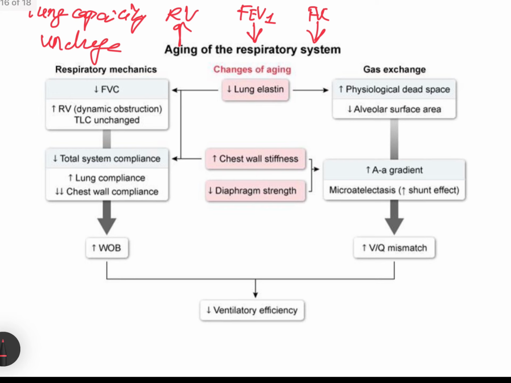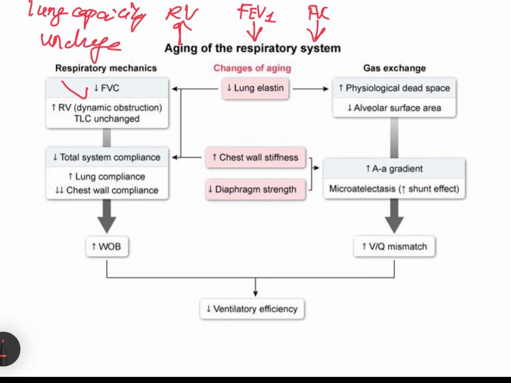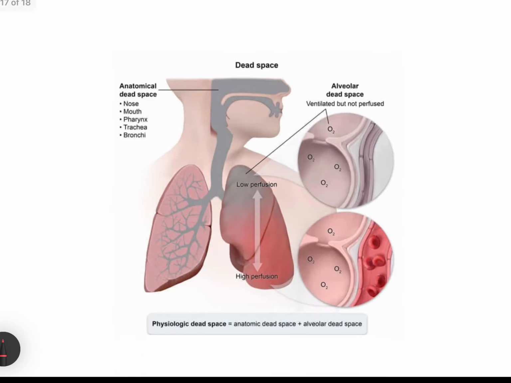And in aging of the respiratory system, it is the same thing. FVC will be decreased. Total system compliance will be decreased. The chest wall stiffness will be increased and lung compliance will be decreased, due to which the total system compliance is going to decrease. Physiological dead space is also going to increase due to decrease in alveolar surface area. That is also a reason there will be an increase in the alveolar-arterial gradient, and an increase in VQ mismatch. It's a very important diagram, aging of the respiratory system.